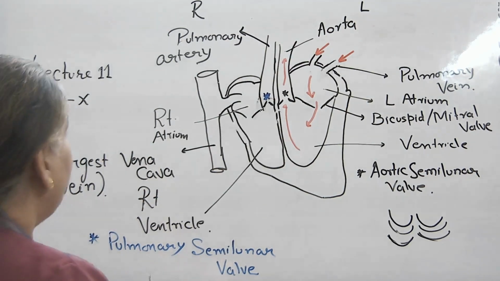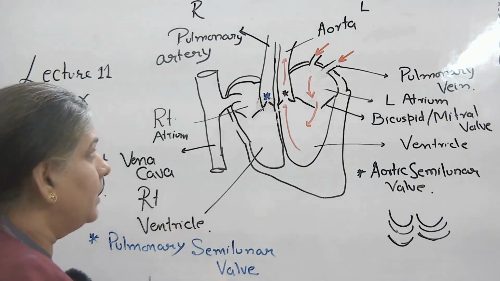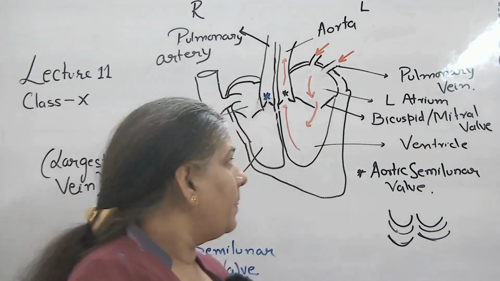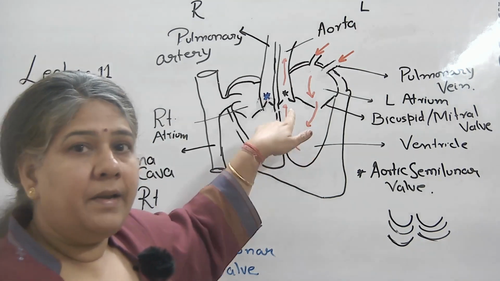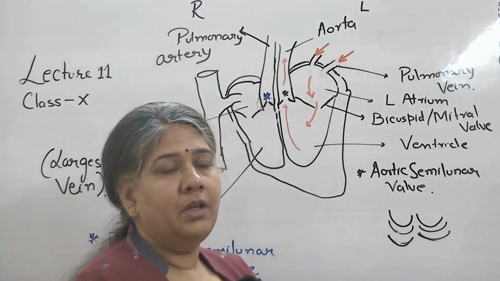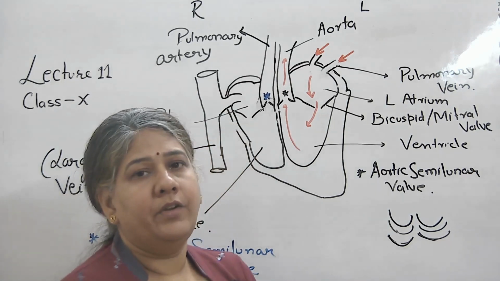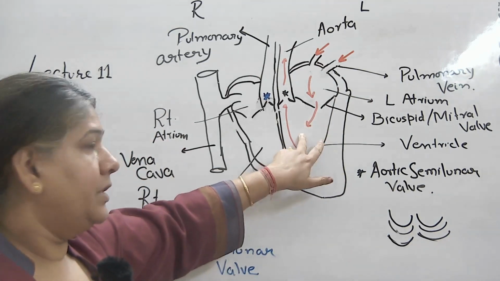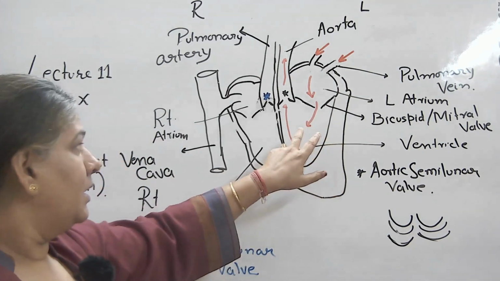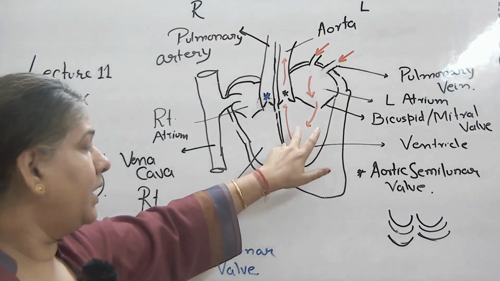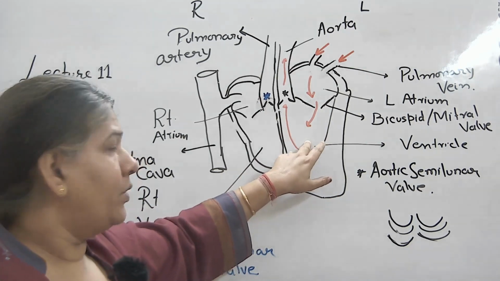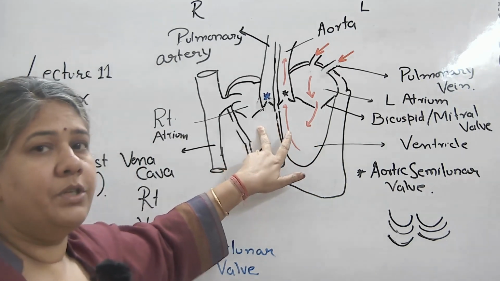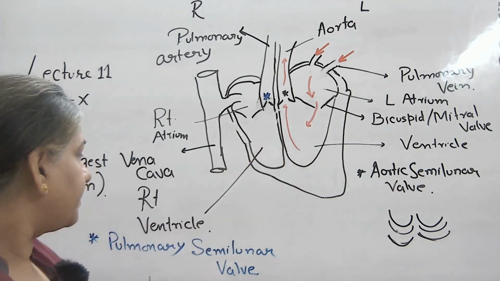Similarly, the right side is shown by blue color because the right side is carrying deoxygenated blood. Deoxygenated blood does not mean that it is having no oxygen. Deoxygenated blood means the saturation of oxygen will be comparatively less. Oxygenated blood means 100% saturation. That blood is 100% saturated with oxygen. But here the percentage of oxygen will be comparatively less.